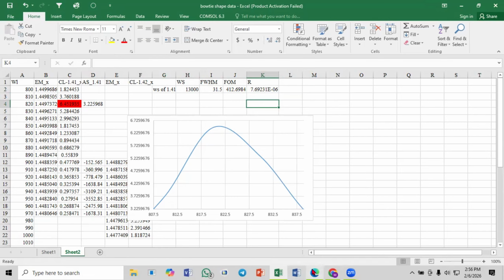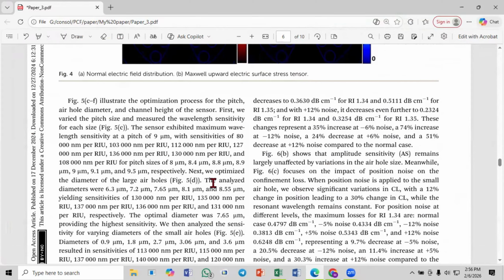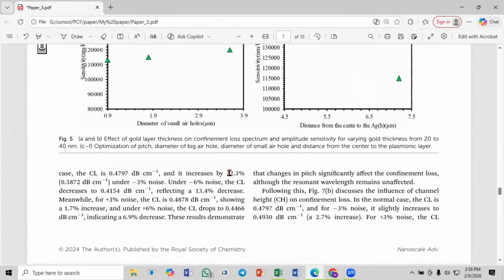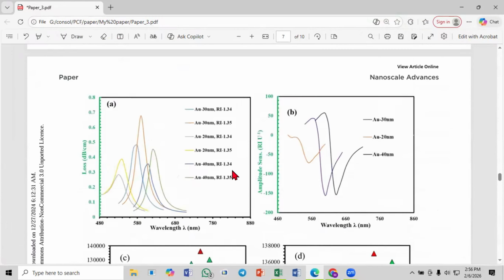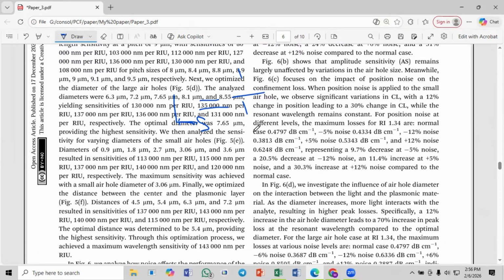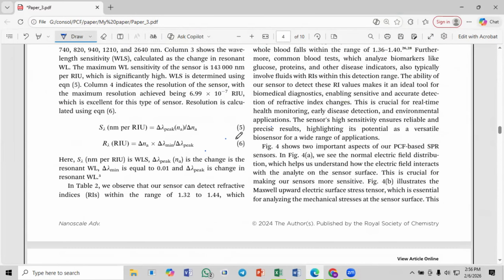Another thing I told you is that we will learn some advanced analysis, like sensor length. Sometimes the literature shows sensor length. So how can you calculate the sensor length? Let's say ALS is equal to sensor length. Sensor length is equal to 1 divided by the maximum loss.